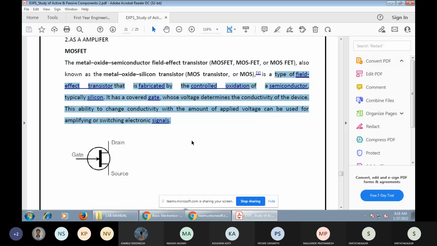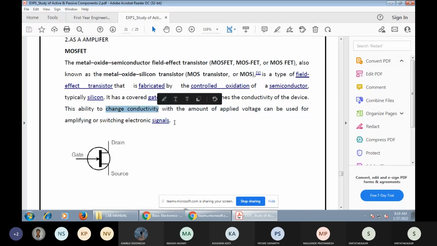This type of transistor is fabricated using controlled oxidation of silicon. The gate controls the voltage and conductivity through the device. It has the ability to change the conductivity with the amount of applied voltage, and can be used to amplify or switch in an electronic circuit.